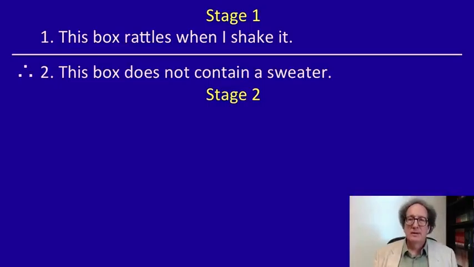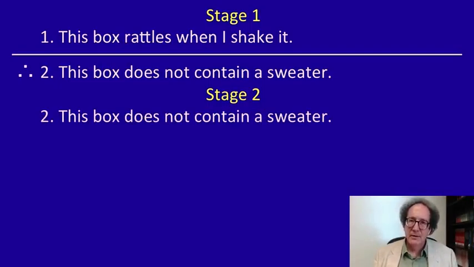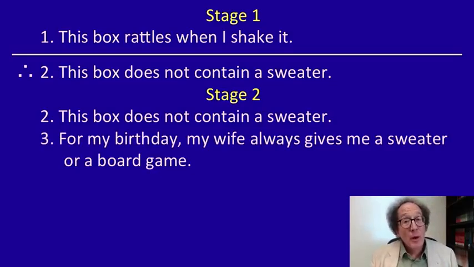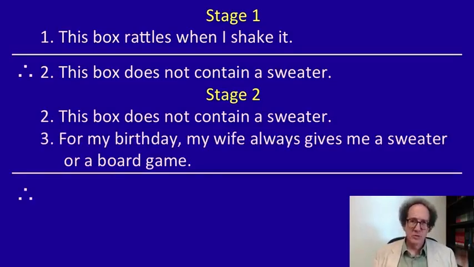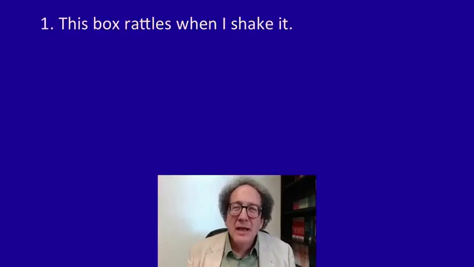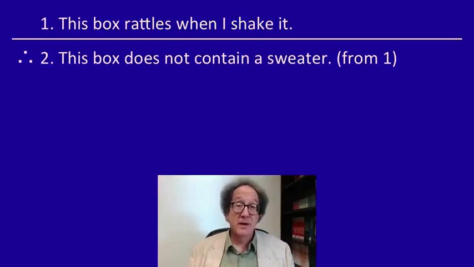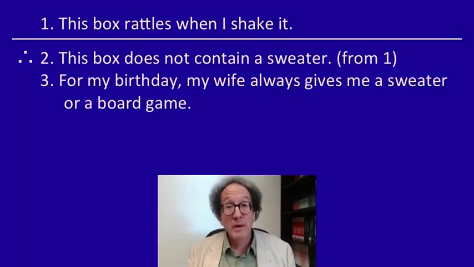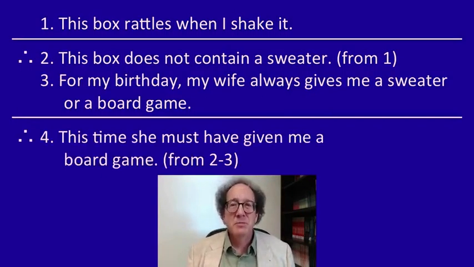Stage 2 says, this box does not contain a sweater. My wife always gives me either a sweater or a board game. So, the conclusion, this time she must have given me a board game. And of course, the conclusion of that first little argument is identical with the premise of the second argument, so we can put them together into a chain. We can say, this box rattles when I shake it, so it must not contain a sweater. My wife always gives me a sweater or a board game, so this time she must have given me a board game. That's how we get a linear structure combined with a joint structure.